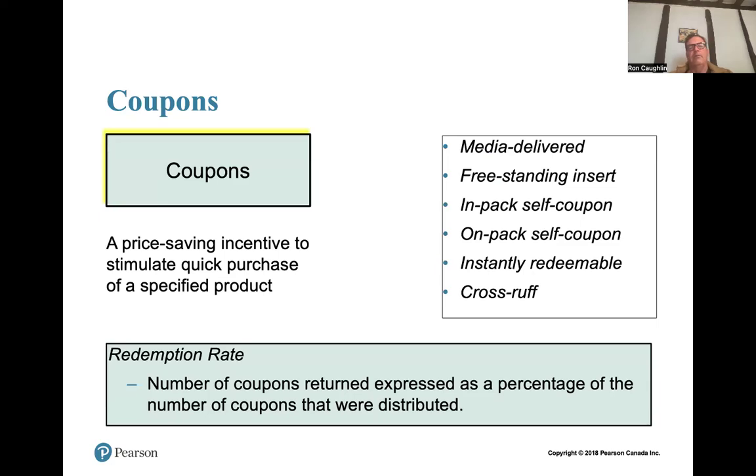This could be delivered through different media, could be done through new media, could be done through email, could be done through traditional media. You could also, from a traditional media perspective, hand out a coupon as a freestanding insert, like what you put into a newspaper or a magazine. Or an on-pack self-coupon, very popular. It's already going out, the product. It helps save the environment, rather than having a separate item that goes out in the mail or whatever. And you can also look at instant rebates, or rebates that happen instantly, and cross-ruff.